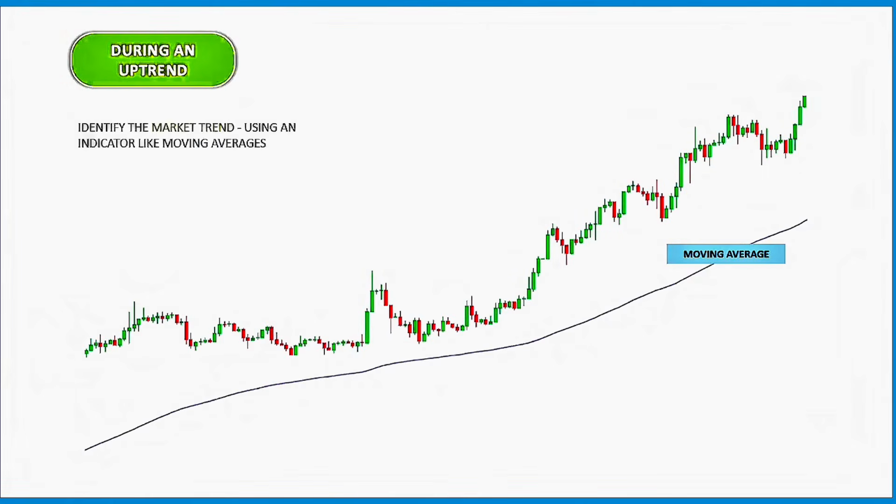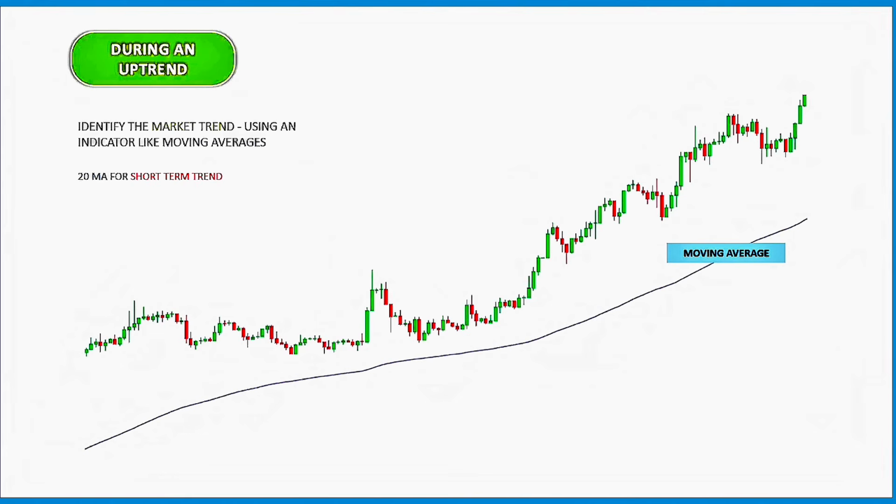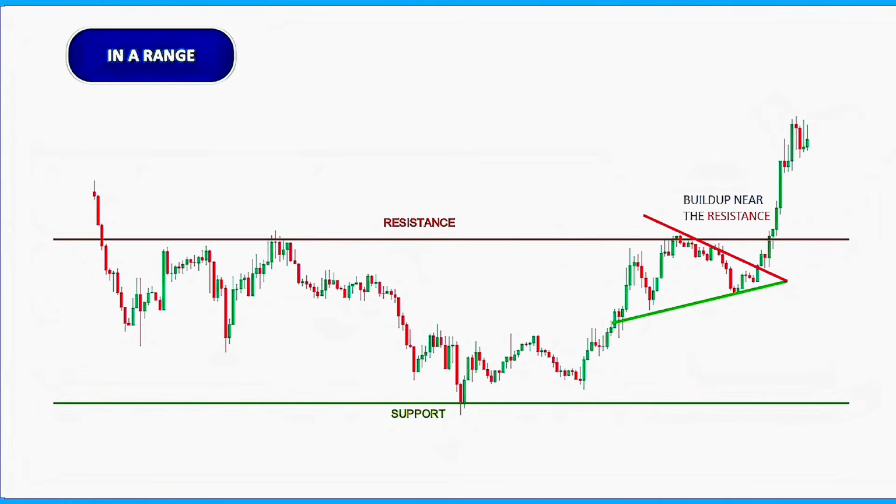The easiest way to define a trend is to use trend filters such as moving averages. To identify a trend on the basis of short-term, medium-term, and long-term perspective, you can use moving averages such as 20-period, 50-period, or 200-period. So, how do we actually trade it in the range market? To be honest, we will not trade in the range. Now, what am I suggesting?